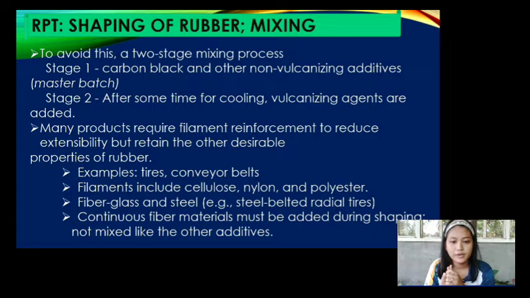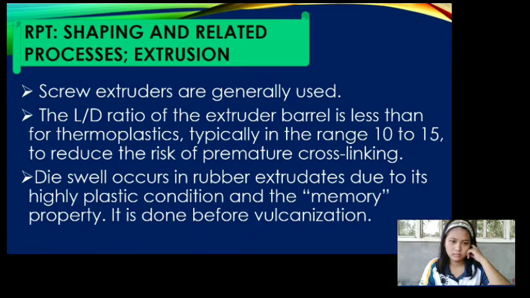Also, there are many products that require filament reinforcement to reduce extensibility but retain the other desirable properties of rubbers, for example the tires and the conveyor belts. So next is the RPT shaping and related processes: extrusion. Screw extruders are generally used.